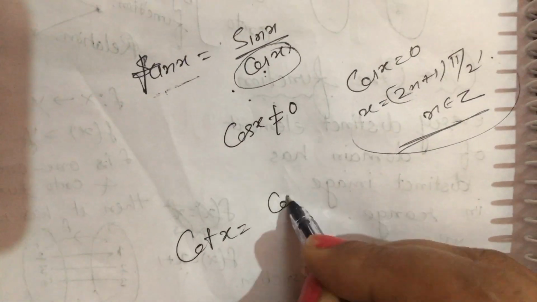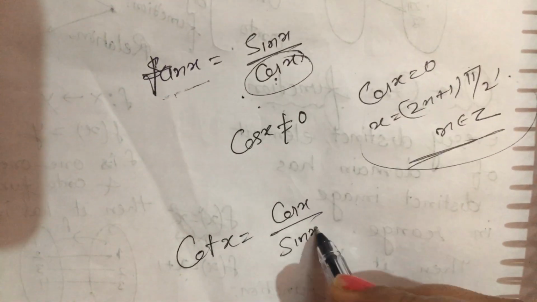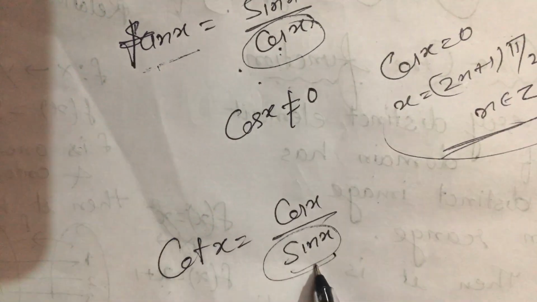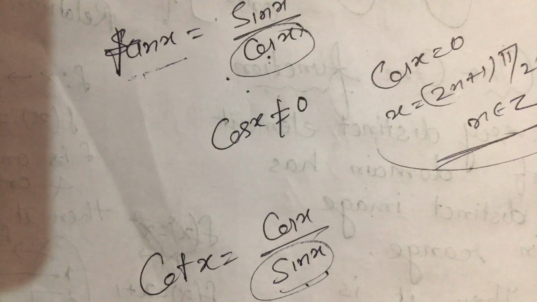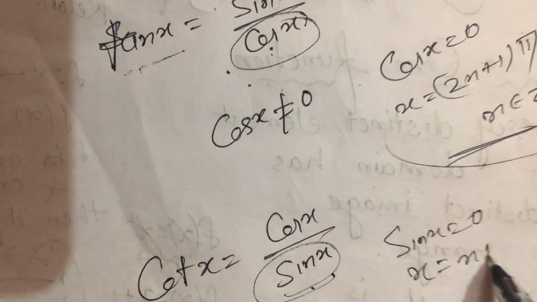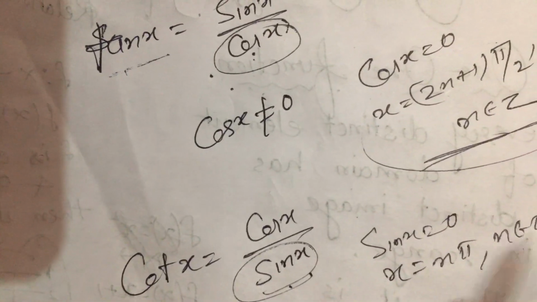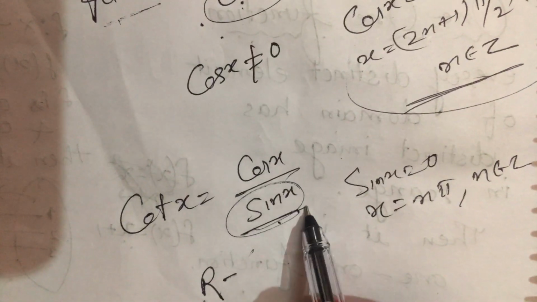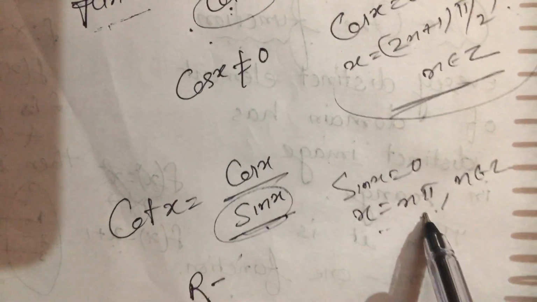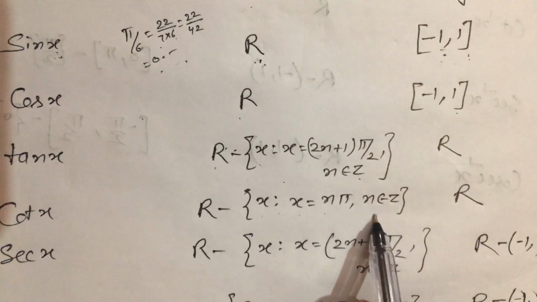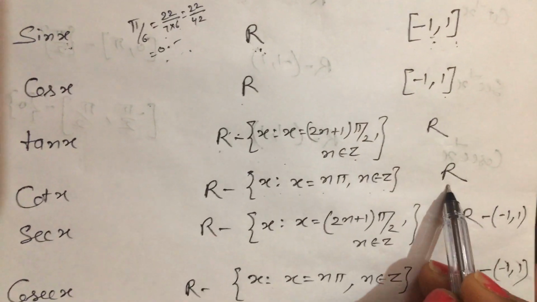Same in cot x. What is cot x? Cos upon sin, and sin x should not be equal to 0. We know that sin x is equal to 0 when x is equal to n pi, where n belongs to integer. So its domain is all real numbers except x such that x is equal to n pi, where n belongs to integer, and its range is all real numbers.